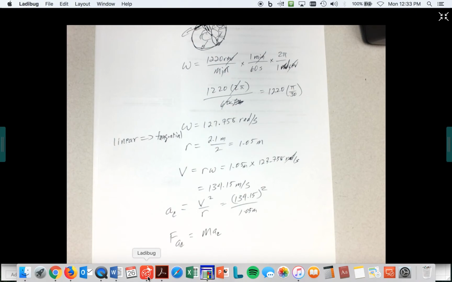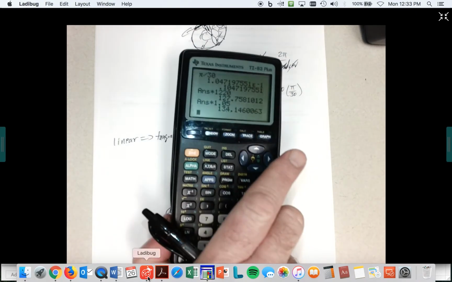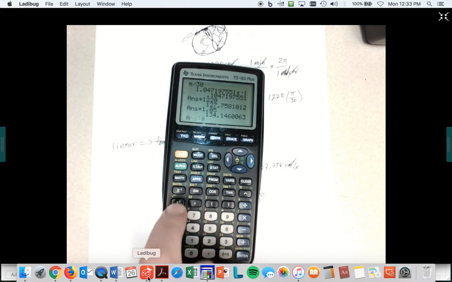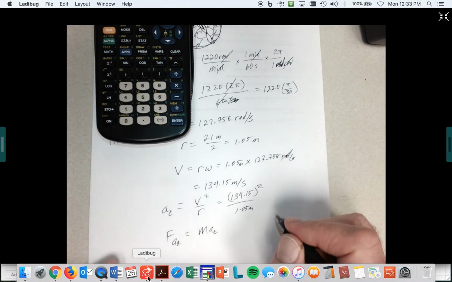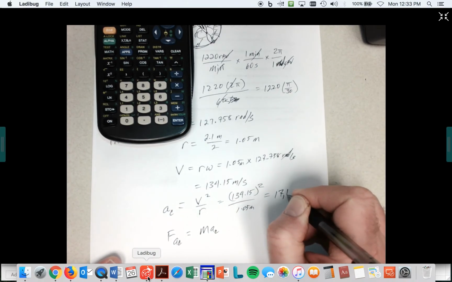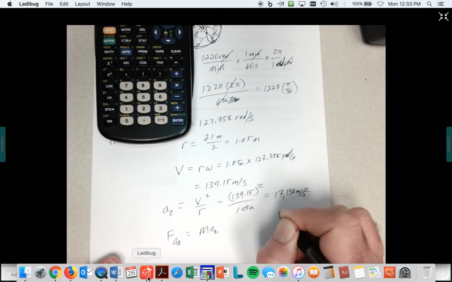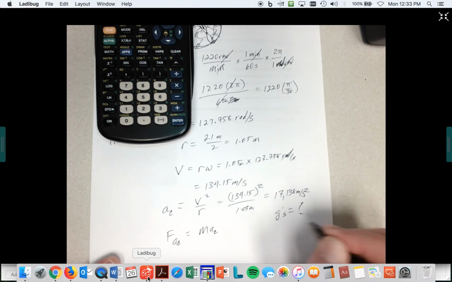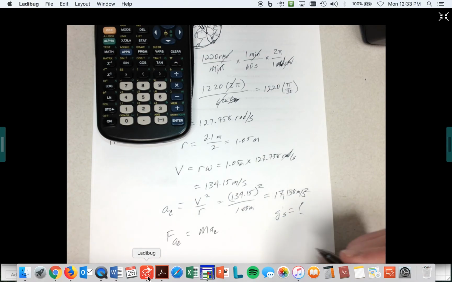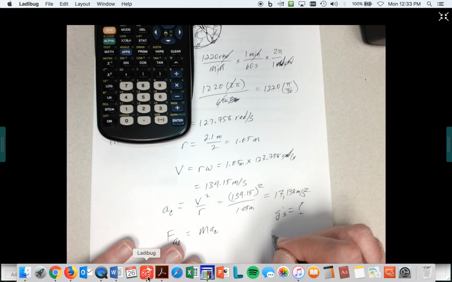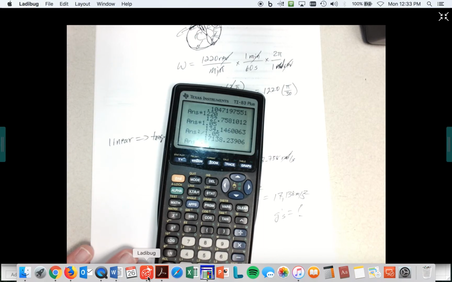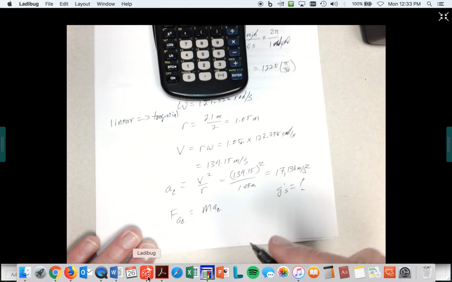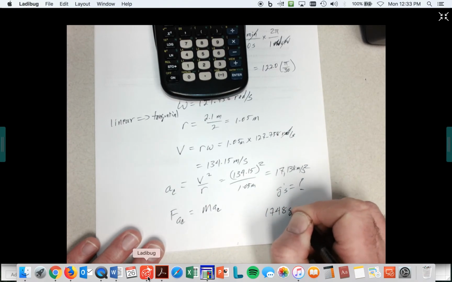Oh, sorry. One of the nice things I do with my calculator is I just keep the calculations going all the way through. So squared, that answer, divided by 1.05. Whoa! 17,138. We'll leave it that way. 17,138 meters per second squared. How many g's is that? Well, you divide that by 9.8 meters per second squared per g. So the number of g's, just divide that by 9.8, and I've got 1748 g's it's pulling there.